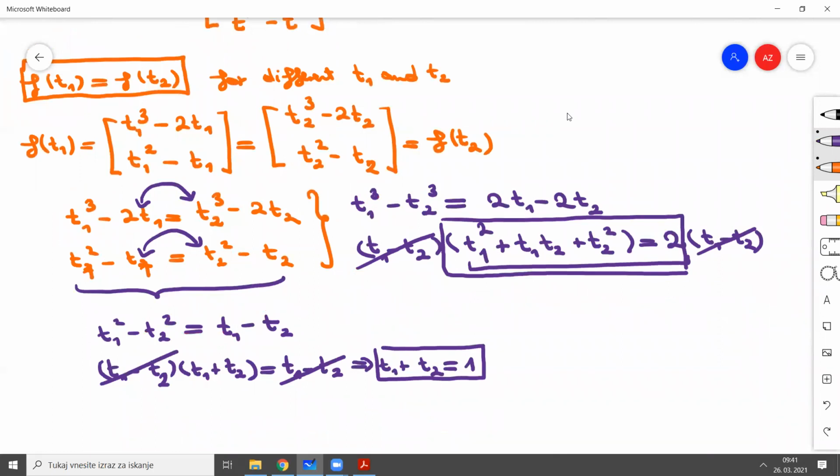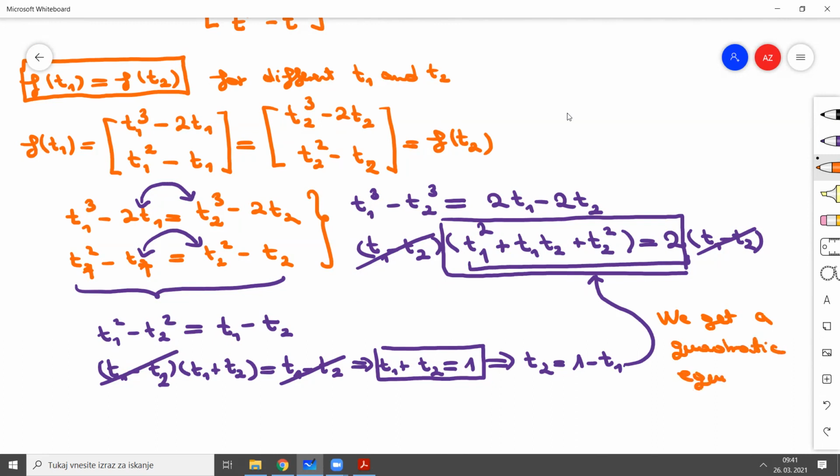And what I can do now is express T1 out of the second equation, or T2 out of the second equation. It doesn't matter. For example, T2 is equal to 1 minus T1. And then I put this expression into the first equation. So I plug this into the first equation, and what we get is a quadratic equation in T1.